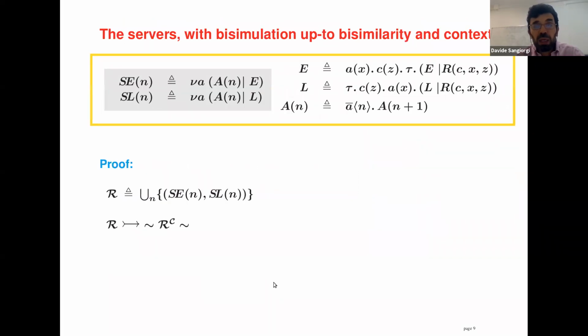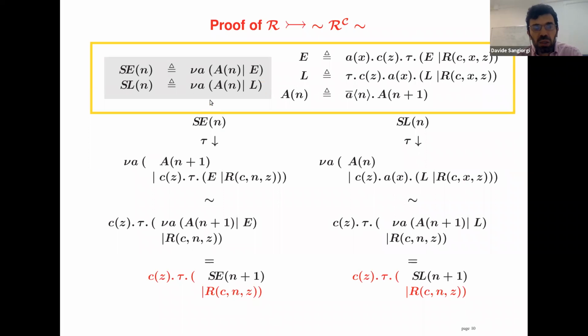Using enhancements, the proof can be particularly simple. It's enough to work with a relation R that has just one pair of eager and lazy systems for each N, and to prove that there is a progression from R up to bisimilarity and context. And the proof essentially goes like this. So you consider a challenge from the eager system. This is a challenge in which the eager system interacts with the auxiliary server. Then you get this process here. The lazy system answers using this move here. Then you get these processes.